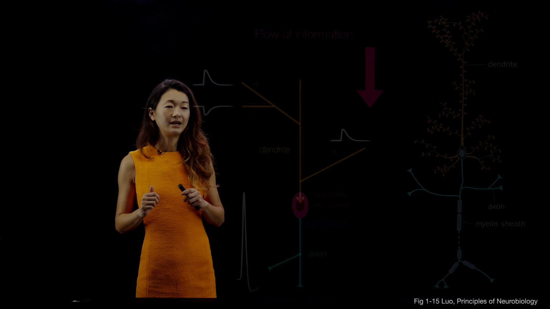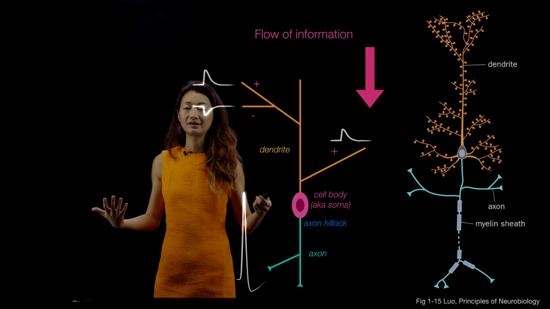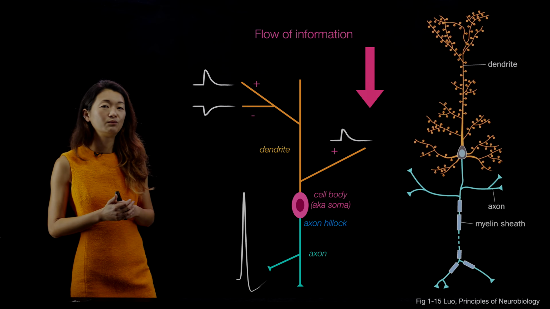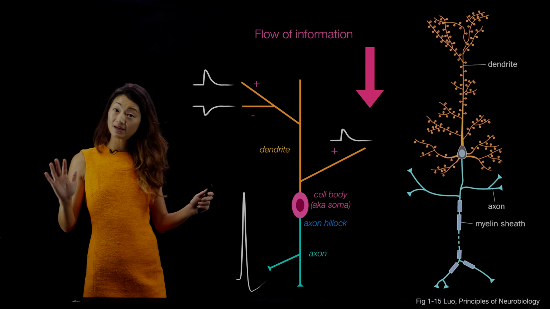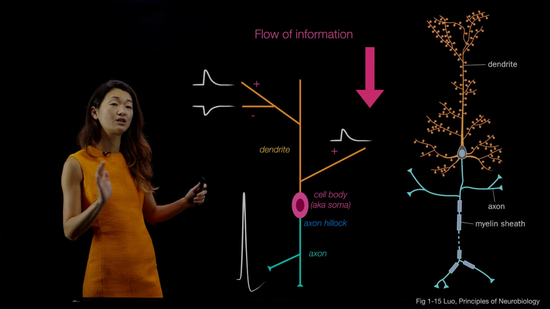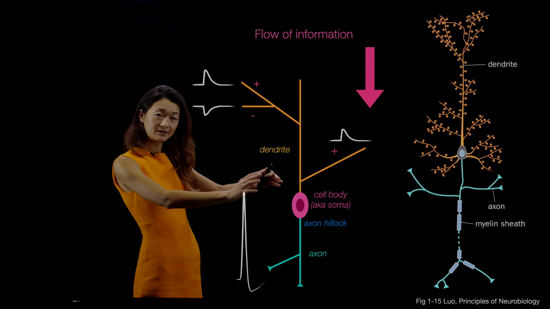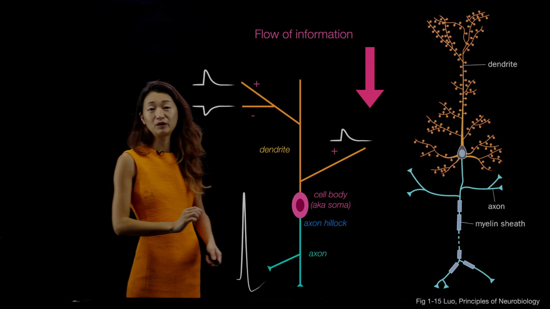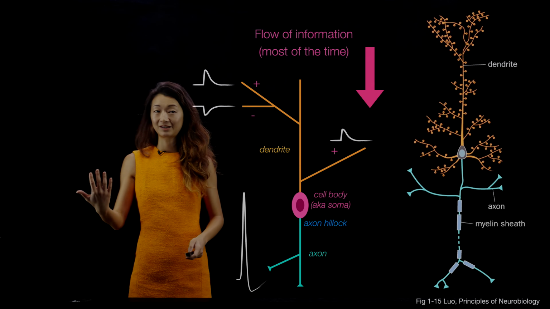And what we're going to do now is think about the flow of information in the generic sense. We're going back to the cartoon version of the neuron. And what we're going to see here is that the flow of information, generally speaking, there are exceptions, generally speaking, goes from the very ends of the dendrites to the cell body down the axon. That's the flow of information. And this is the flow of information the majority of the time. So let's talk about this case first, and then we can talk about exceptions later.